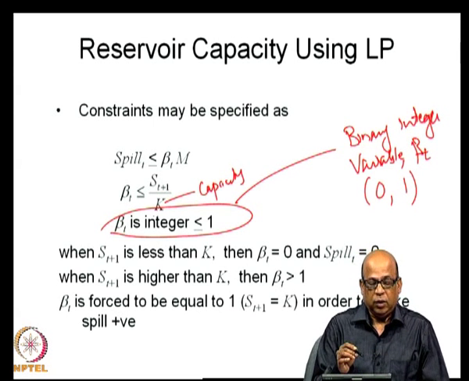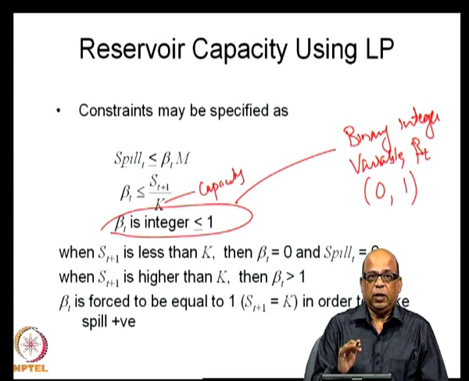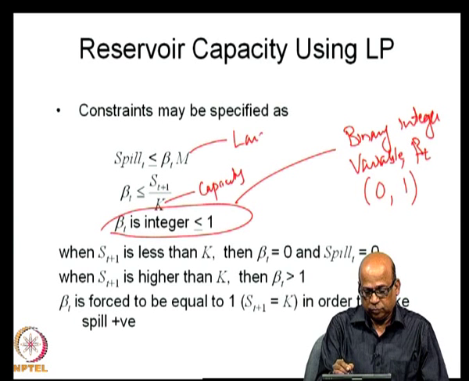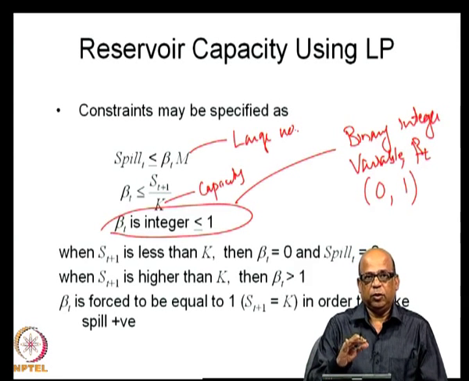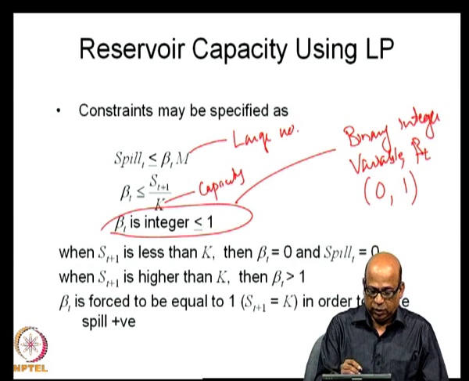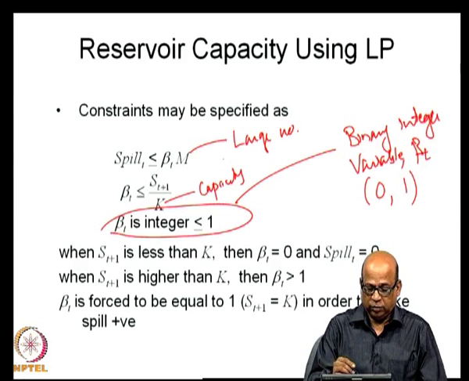Now, further what we will do is, we want to also penalize spill t. That means, whenever there is a beta t of 1, we will say that spill t must be less than or equal to beta t into a large value, just to make sure that the spill t is limited to meeting that continuity equation. So, we penalize the spill t by saying that it should be less than or equal to beta t into a large number.